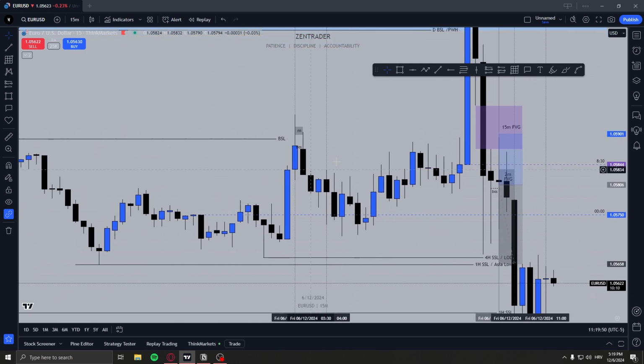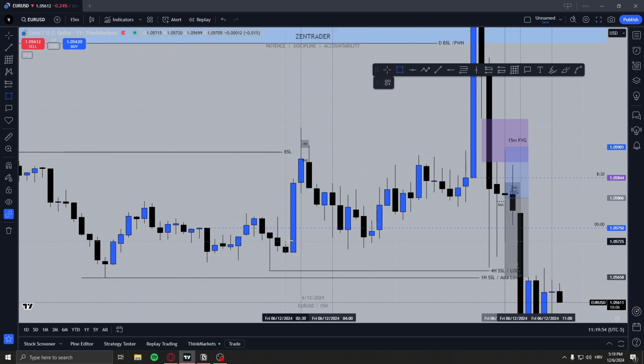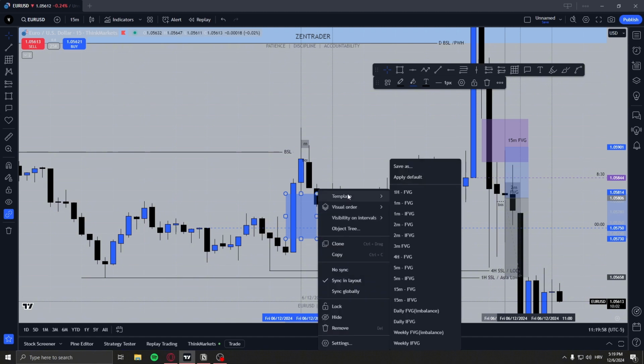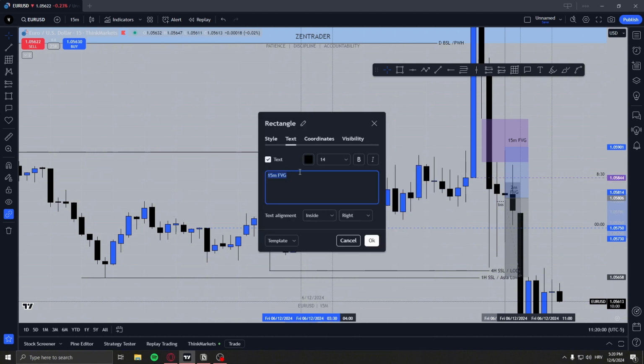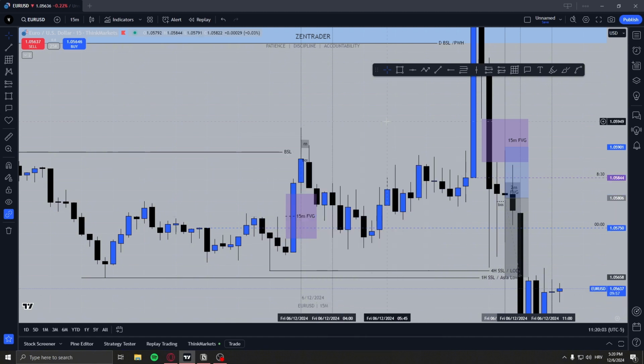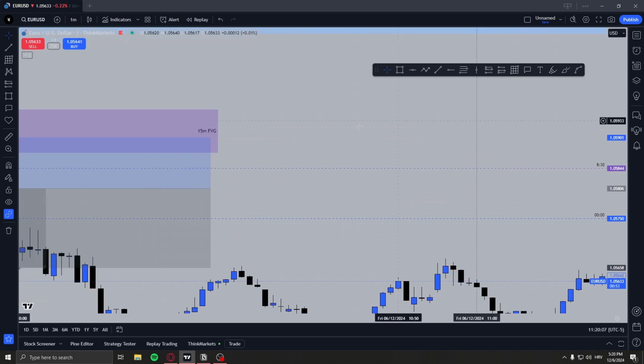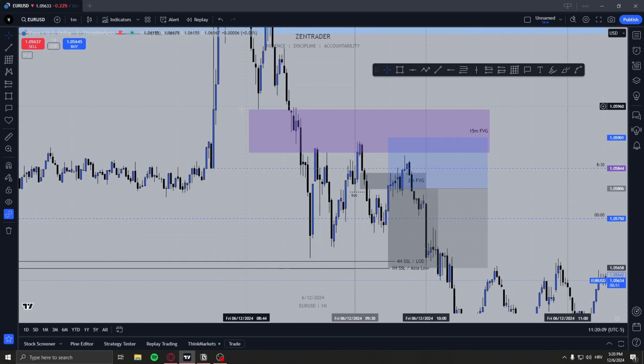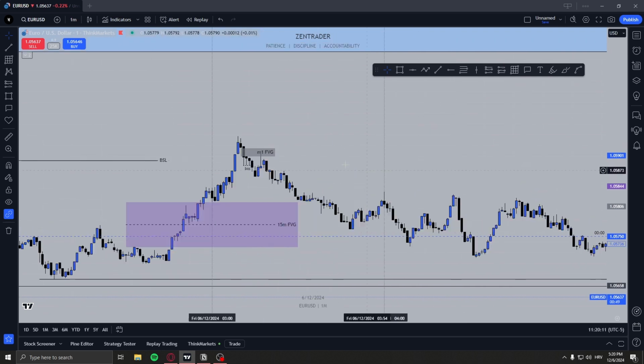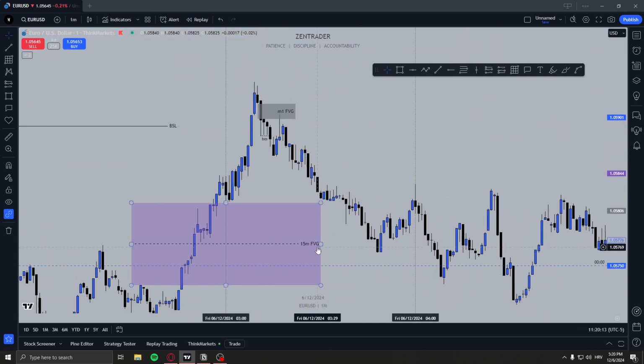And then once that has happened, you can maybe target, for example, 50% of the 50-minute fair value gap or something like that. We are just gonna mark it out like this, and we can drop into the 1 minute, for example, and here we can see what has happened.